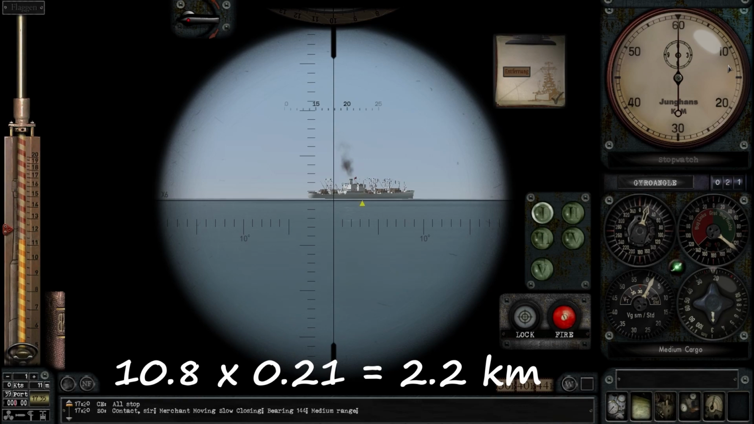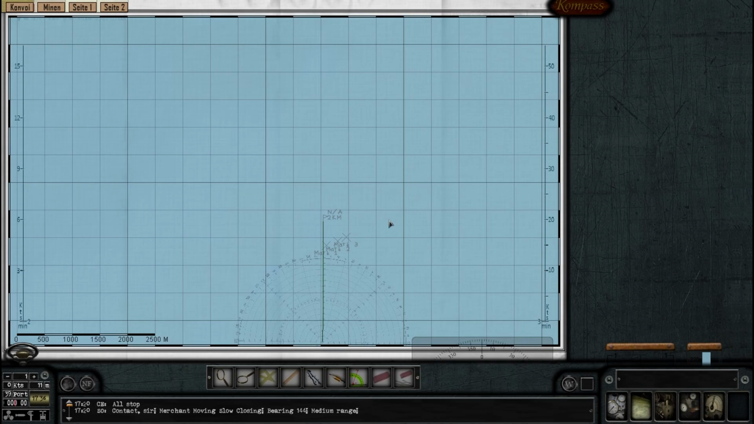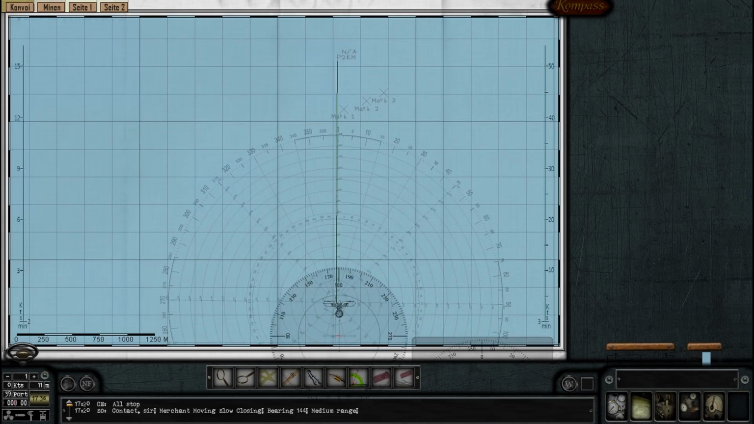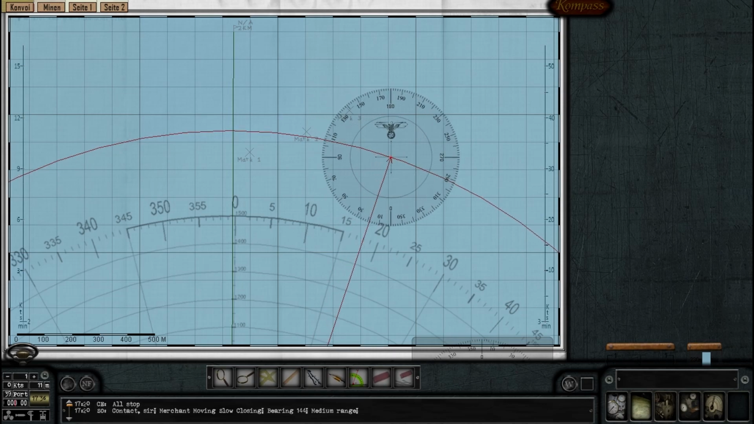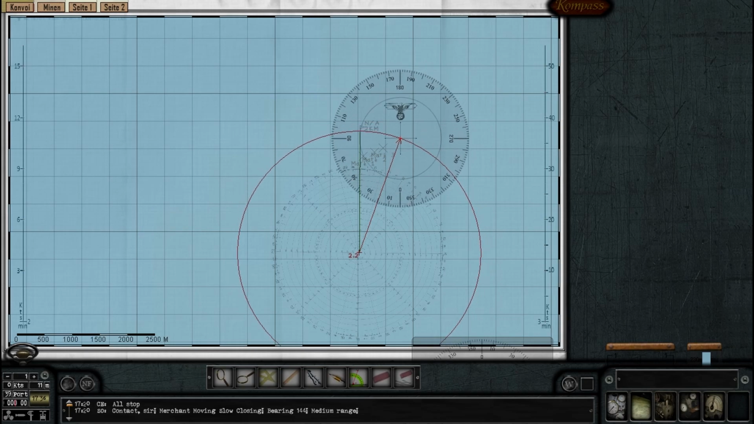So 10.8 multiplied by 0.21 equals 2.2. Once again, I have doubts that it's 2.2. I can believe it's 2.1, maybe 2.1 plus a little bit more, but 2.2 seems a little bit too much. So yeah, I'm gonna roll with 2.1. So bearing 18, so that's here. 2.1 kilometers out.